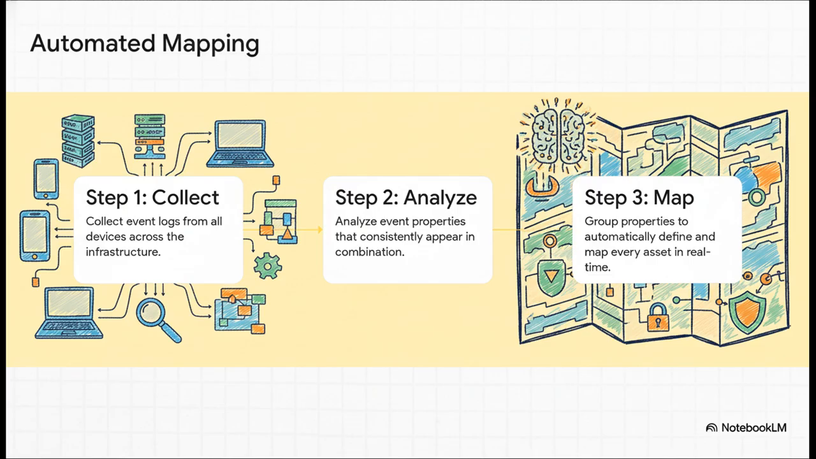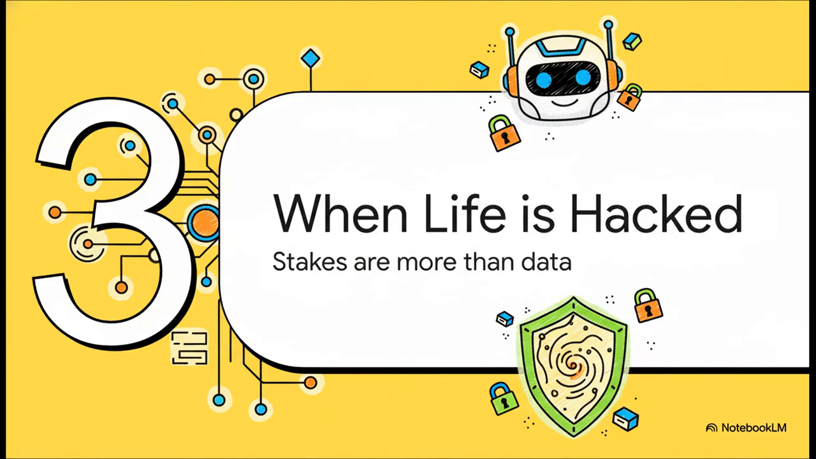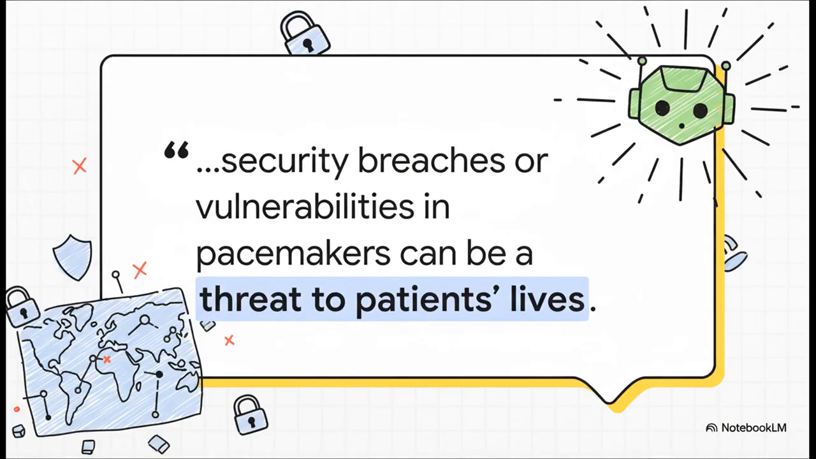Okay, so having a map is absolutely critical, right? But that's just half the battle. To really get why the next part matters so much, we've got to raise the stakes. Let's move away from just thinking about corporate data and talk about something way more personal. A situation where a security breach isn't about losing money, it's about life and death. Researchers in the Journal of Informatics and Web Engineering put it about as bluntly as you can. Security breaches in pacemakers can be a direct threat to a patient's life.